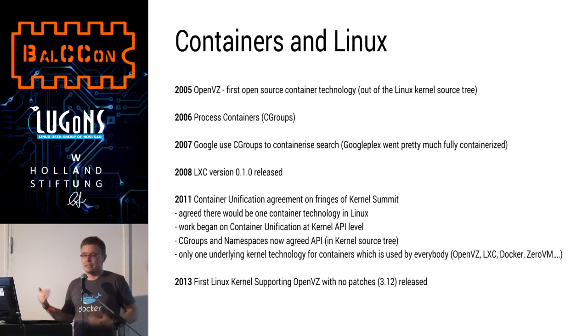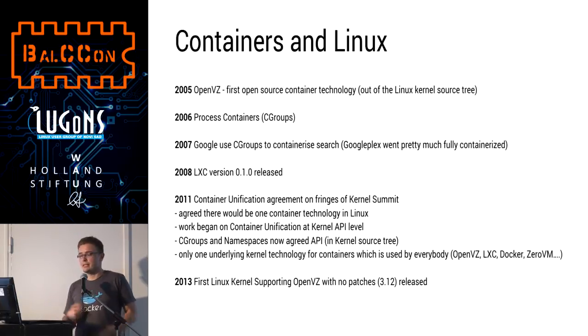Containers and Linux, some short history. The first containerization technology that worked with the Linux kernel was OpenVZ. It was open sourced in 2005, and it was the first commercially successful one. Parallels based their business on OpenVZ as for the containers. They open sourced it, but it was outside of the Linux kernel source tree. Which means that if you wanted to run OpenVZ, you had to first patch the Linux kernel and then compile it, or install it from a third-party repository. So you couldn't use the standard Linux kernel that comes with your distribution.